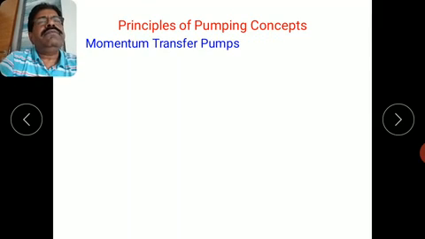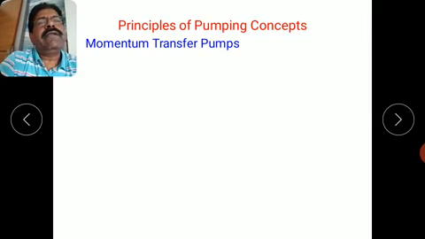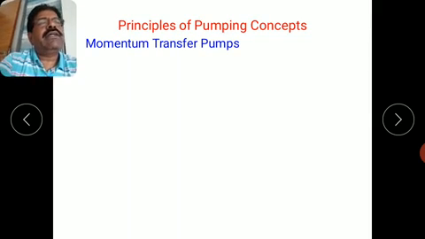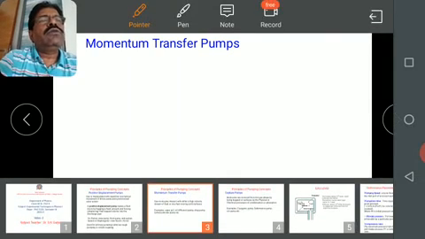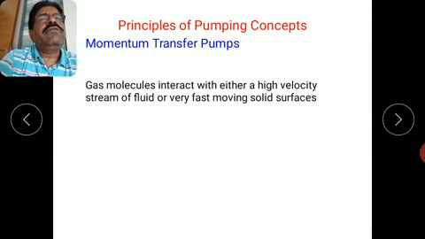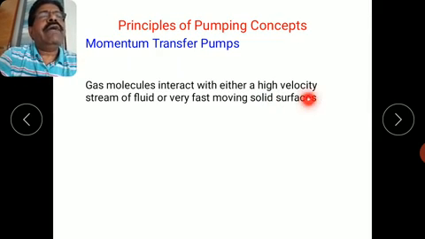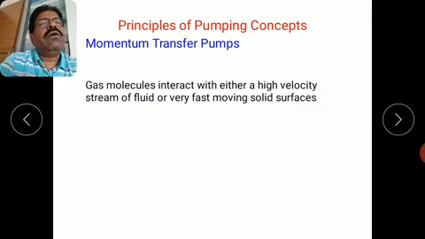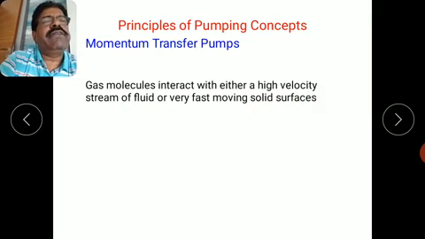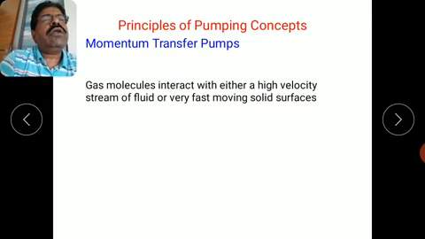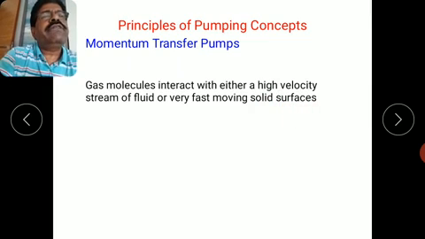So the momentum transfer pumps, second type. Let us see the working principle of this momentum transfer pump. So in this particular case, you can see the gas molecules interact with either a high velocity stream of fluid or a very fast moving solid surface. So inside these pumps, either a very high velocity stream of fluid is used or a solid surface which is moving with a very fast velocity.